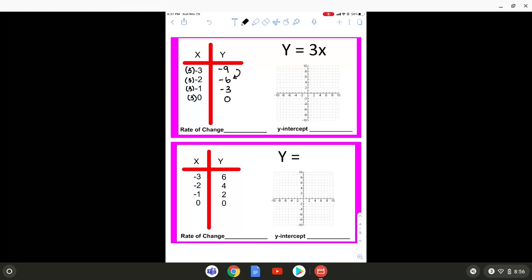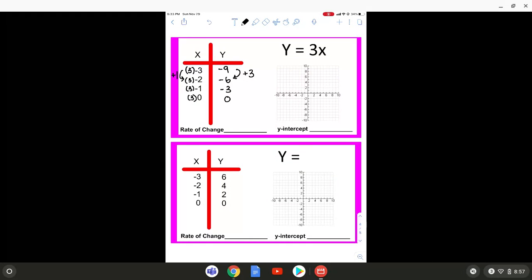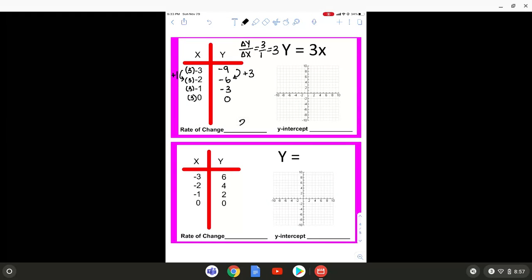So here I see that y is increasing by 3 each time, while x is increasing by 1. So I take my change in y over my change in x, which is 3 over 1, and that is equal to 3. So my rate of change is going to be equal to 3.